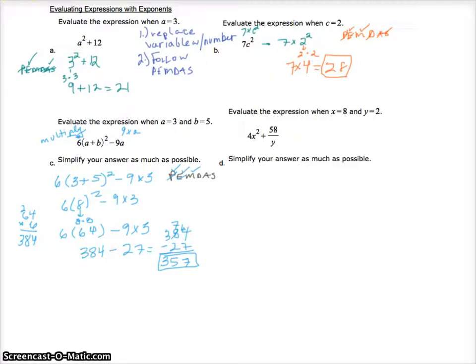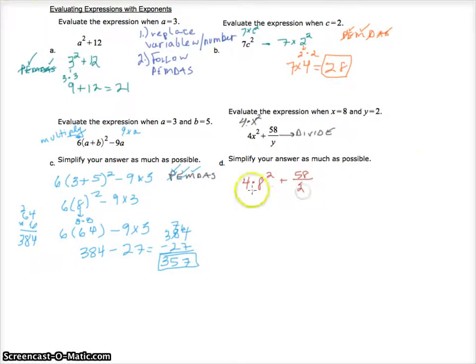Let's look at one more example real quick. I have 4 times x squared plus 58, and then this fraction bar means to divide. Okay, so let's look at the problem and let's start replacing our variables with our numbers. So I have 4 times x is 8, so it's going to be 8 squared, plus 58 divided by y, which is 2, so divided by 2.